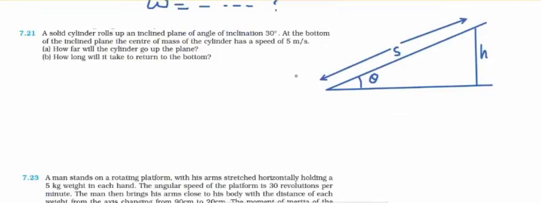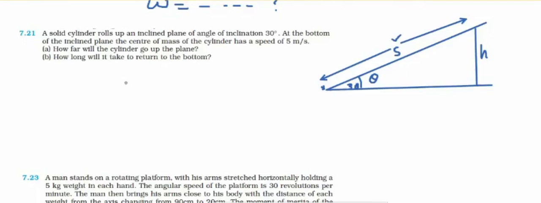Now, question 21. A solid cylinder rolls up an inclined plane of angle 30 degree, theta. At the bottom of the inclined plane, the center of mass of the cylinder has a speed of 5 meter per second. So here, when it starts rolling upward, speed is 5 meter per second. Then how far will the cylinder go up? That means you have to find it. And how long will it take to return back?